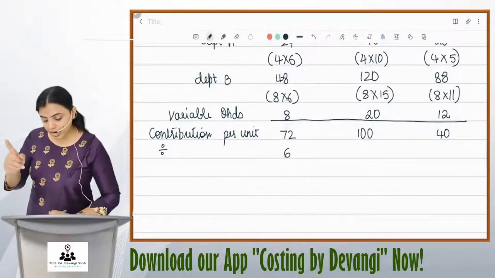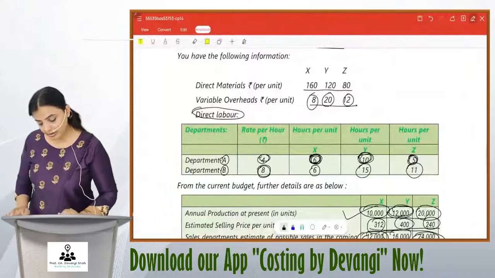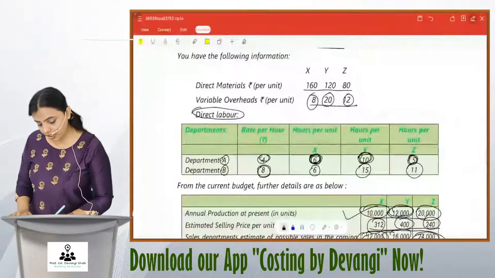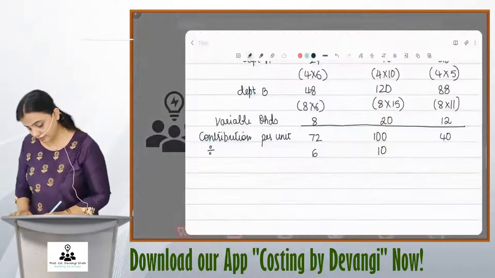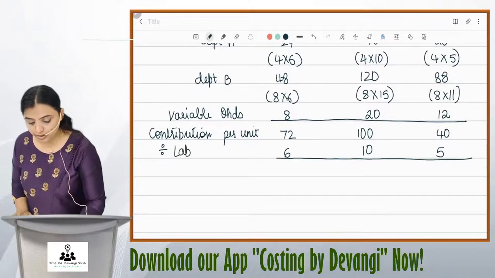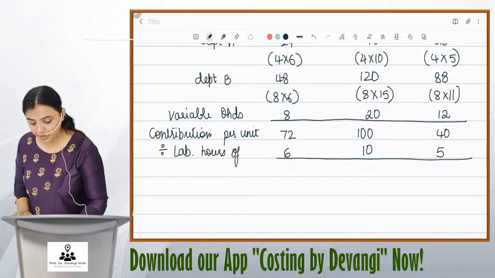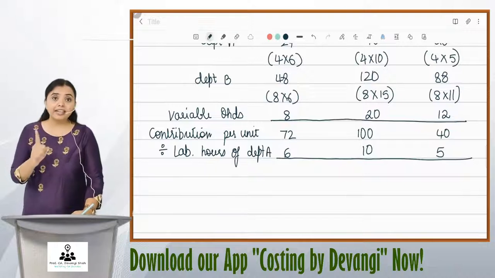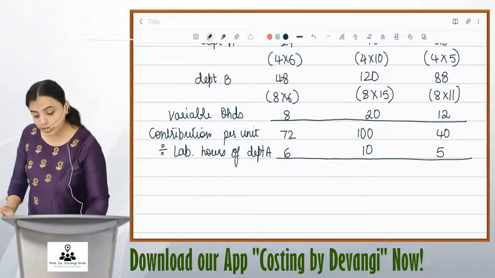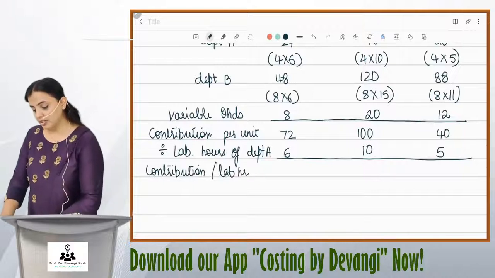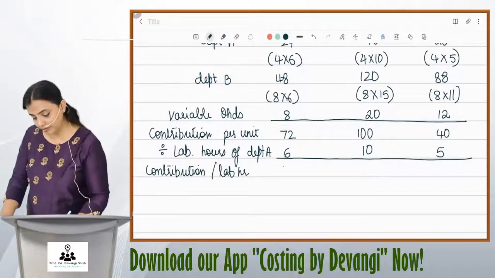Like that, we earn 100 in 10 hours. And for Z, we earn 40 in 5 hours. So basically what we are doing, we are dividing this by laborers of department A. Ab hum dekhte hain ki kaun sa product ek ghante mein kitna kama kar deta hai. What is the contribution per labor hour? So it is 72 divided by 6, we get 12.